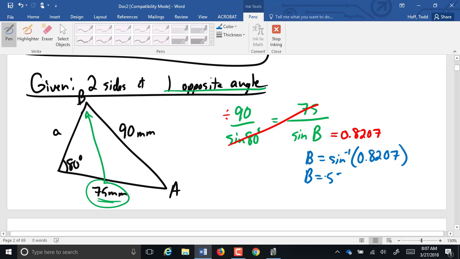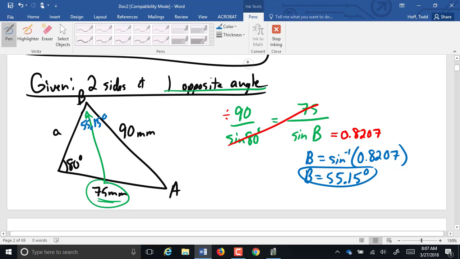On your calculator, it's the second key. Then the inverse sine, I believe, is your negative key down on the bottom. 55.15 degrees, we'll call it. So B is 55.15 degrees.